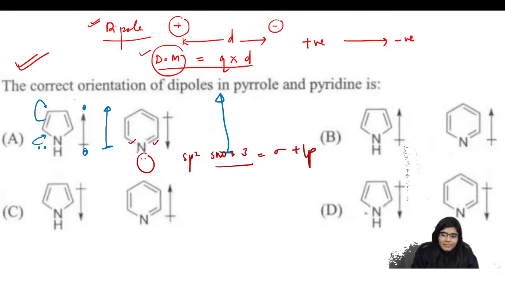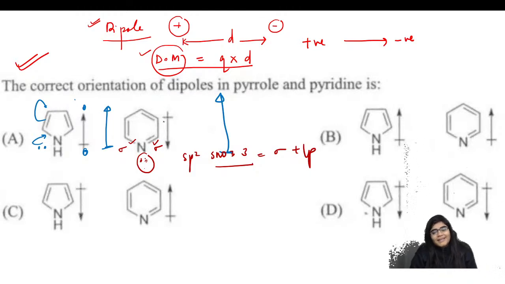One sp2 hybridized orbital, because we have 3 sp2 hybridized orbitals. One is consumed in the formation of this sigma bond, one is used in the formation of this sigma bond, so the third one is left, and in the third orbital you have a lone pair. So this nitrogen lone pair is in sp2, not in p orbital. So this is going to be a localized lone pair, residing on nitrogen.